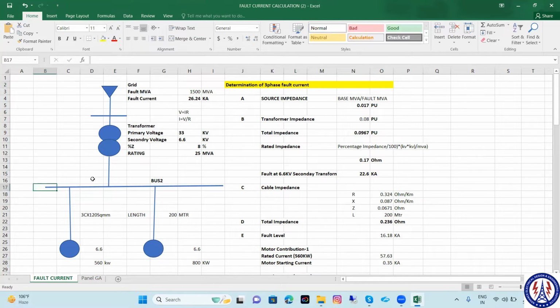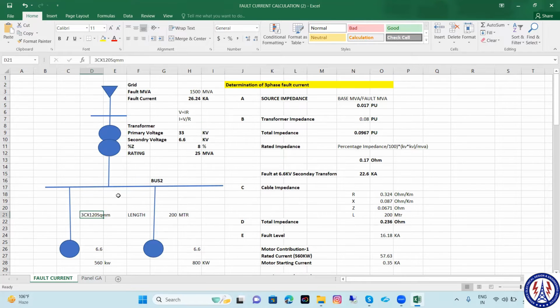Now, how do we do this? I am just assuming one condition here. This is the grid, which is 33 kV and providing supply to the transformer. After the transformer, there is a motor load, connected to some motors through cables. This is just one SLD I have assumed.